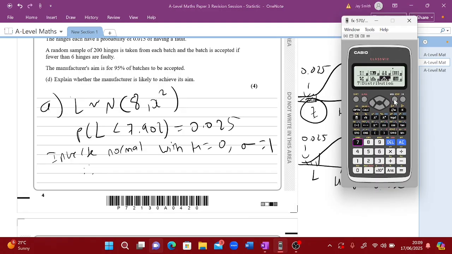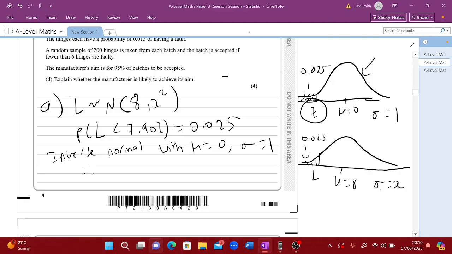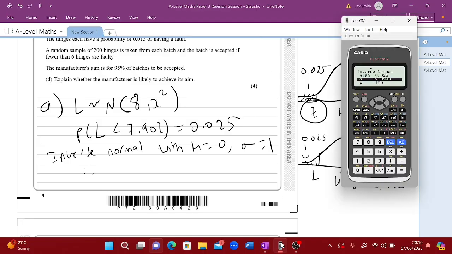So let's go back to 7. Now we're on the inverse normal, because I know the probability. So the area is going to be 0.025. And with this, the area this time is like the binomial. It's only going to be less than or equal to the number. So for example, if I had this area instead, I'd have to do 1 minus the area before it. Just like the binomial. But anyway, this time we do have less than, so that'd be fine.